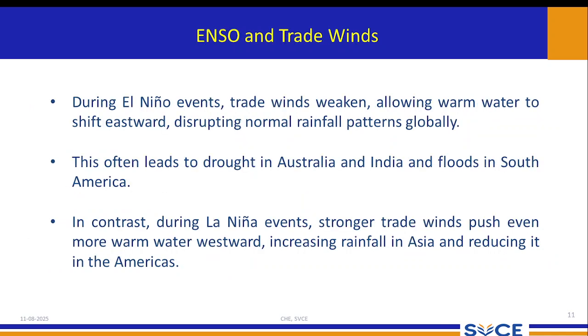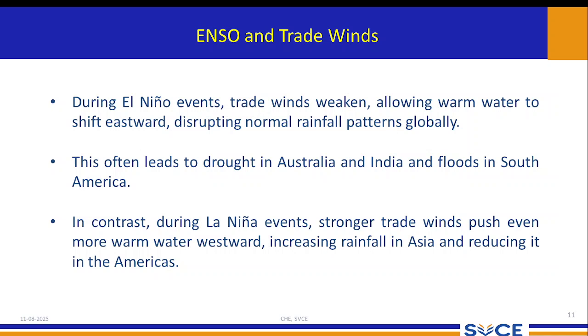What is ENSO? I will explain to you shortly what ENSO events are. El Nino is one of the ENSO events. During El Nino events, trade winds weaken, allowing warm water to shift eastward, disrupting the normal rainfall pattern globally. This often leads to drought in Australia and India and floods in South America.